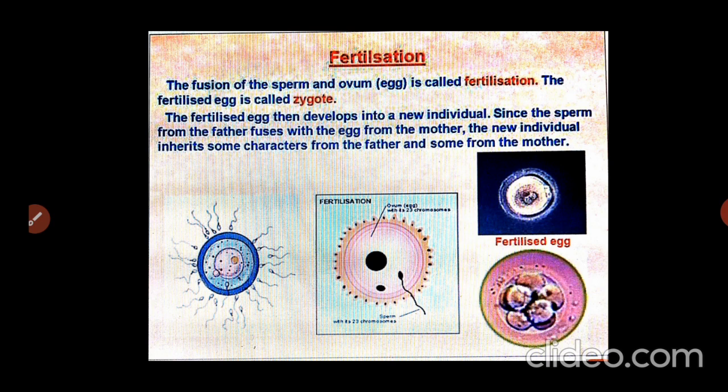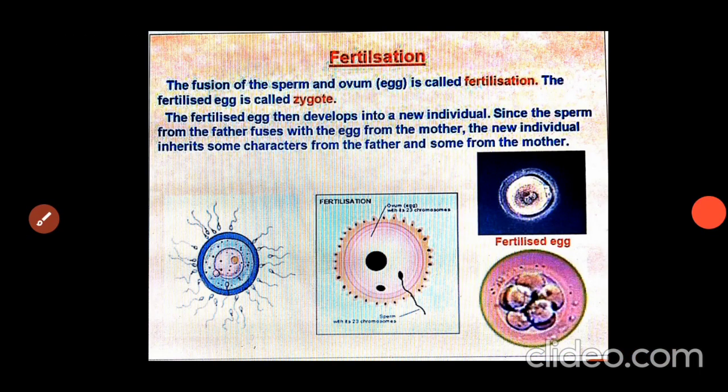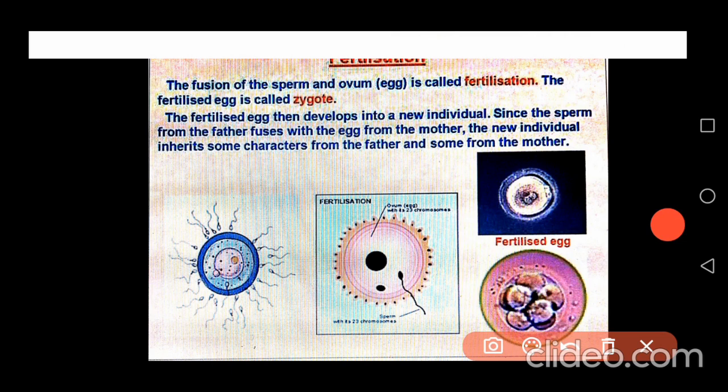The male gamete is what we call sperm. The female gamete is egg or ova. The process of fusion of male and female gametes to form a zygote is what we call fertilization. We already learned the structure of the sperm, that is the male gamete, and also the structure of the female gamete, that is the egg. So this is the egg, and these are sperms.